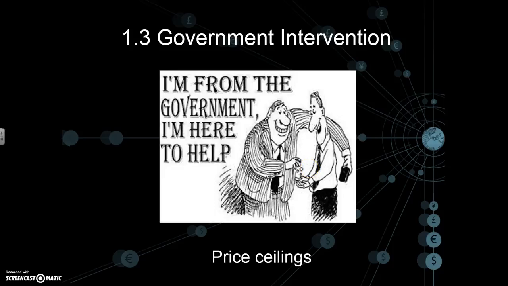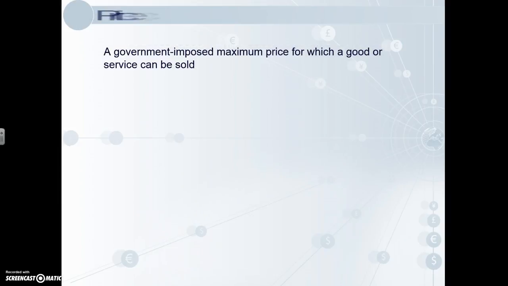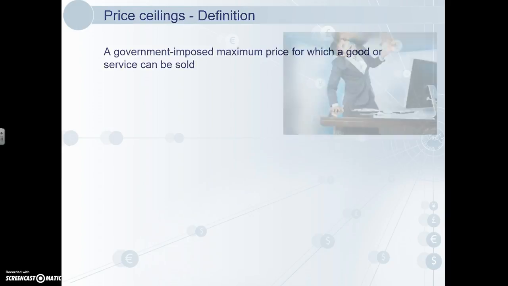Hi all, this is a lesson on the price ceilings portion of section 1.3, government intervention. Firstly, a definition. Remember, we need to know these for the exams. A price ceiling is a government imposed maximum price for which a good or service can be sold. Now, again, we're going to look at the diagram before we go into why government would want to do this.